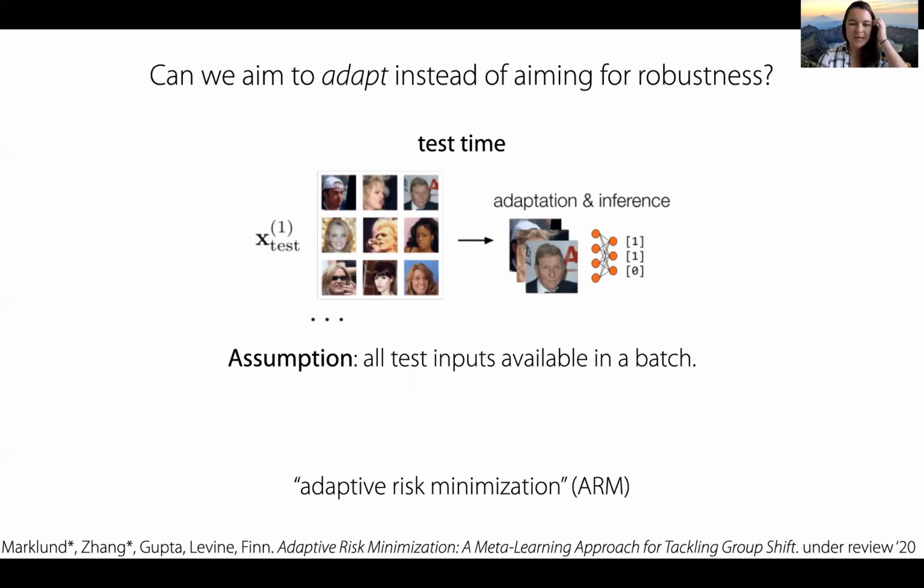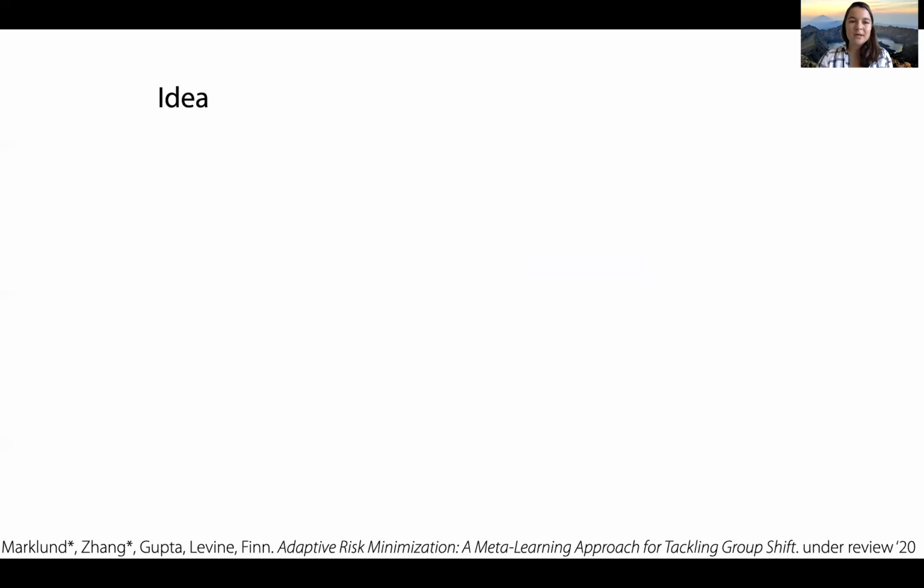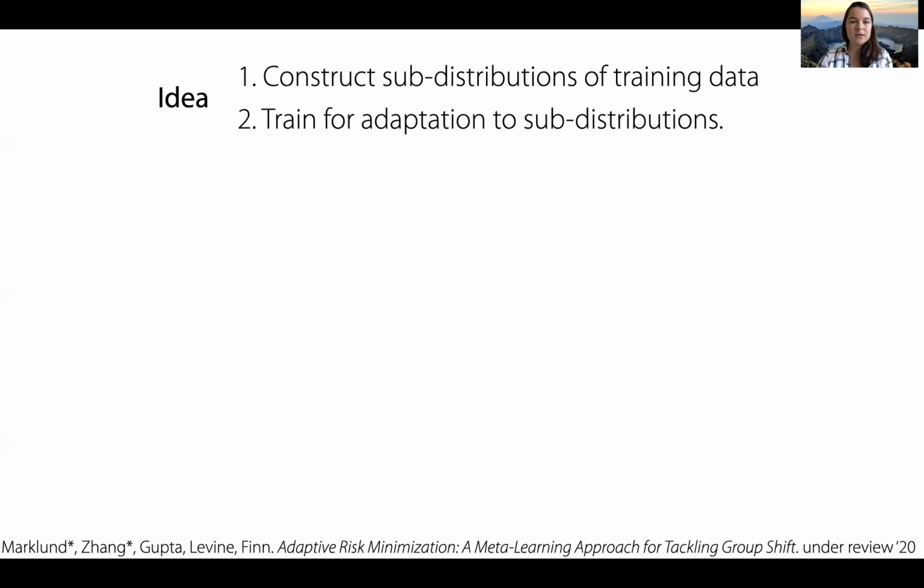So we refer to this as adaptive risk minimization, in the sense that you're being adaptive at test time rather than minimizing risk for the empirical distribution. And the idea behind our approach will be to first construct sub-distributions of the training data. This will use the group information, and then we'll train for adaptation to different sub-distributions. And we'll train for this adaptation in a way that the adaptation is performed with only unlabeled data.